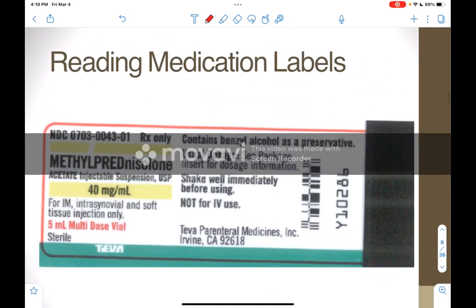Okay, so this one right here, methylprednisolone, that's the name of the drug, injectable. It has 40 milligrams for each milliliter. And this vial is a multi-dose vial with 5 milliliters in it. So 5 times 40, that's how many milligrams are in the whole vial. So it's always good to know. 5 times 40, there's 200 milligrams in the entire vial.